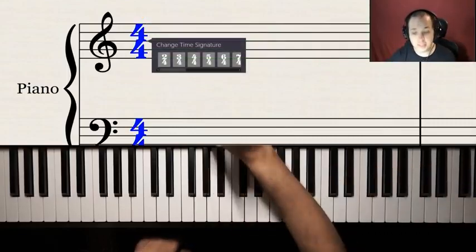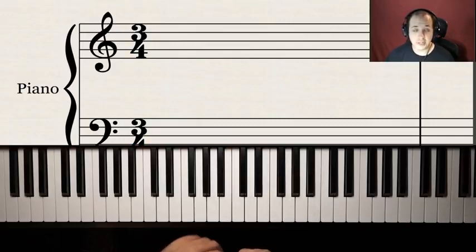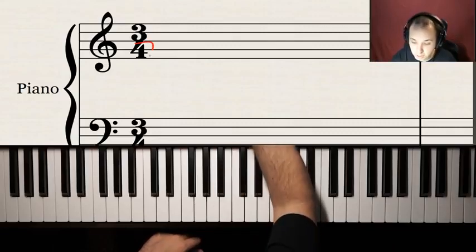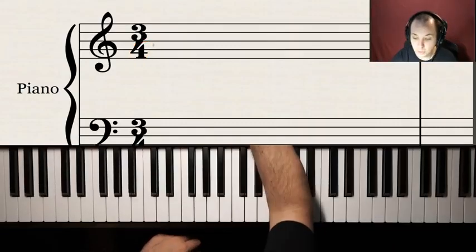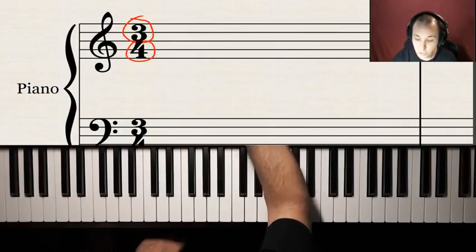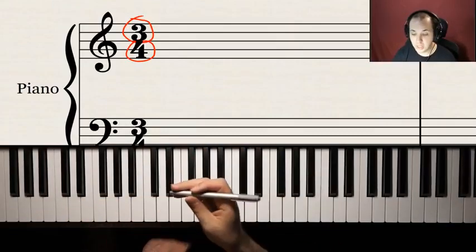Now what happens if it says 3/4? Let's choose that. So now it's 3/4. Well, what's changed? Only the top number. So we're only changing how many beats we can fit in this measure. The bottom number 4 still remains the same, so a quarter note gets 1 beat. So the way I would think about this is that we have 3 quarter notes, or the equivalent to, I mean they could be eighth notes or whatever, in each measure.